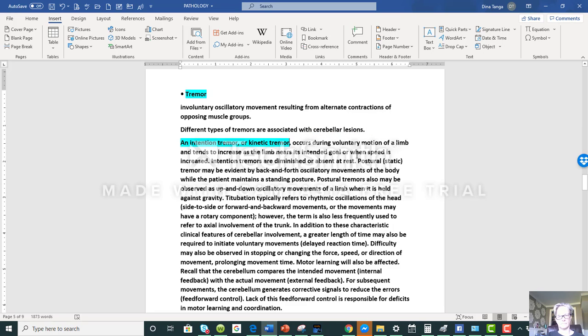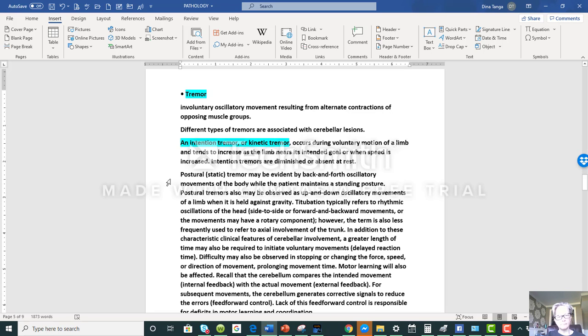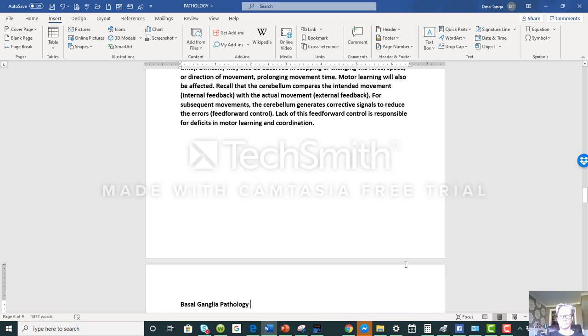Postural, static tremor may be evident by back and forth oscillatory movements of the body while the patient maintains a standing posture. Postural tremors also may be observed as up and down oscillatory movements of a limb when it is held against gravity. Titubation typically refers to rhythmic oscillations of the head, side to side or forward and backward movements, or the movements may have a rotary component. However, the term is also less frequently used to refer to axial involvement of the trunk.